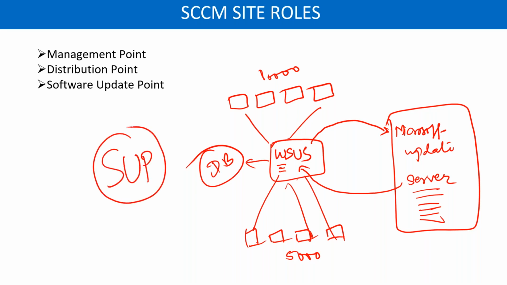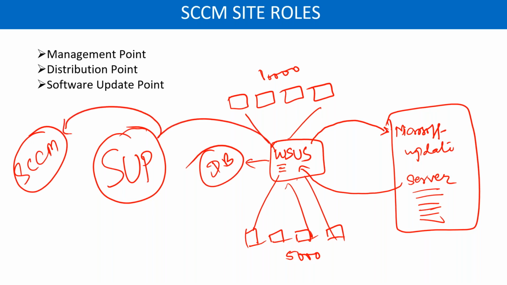Software update point is one of the roles in SCCM which helps you integrate WSUS into SCCM. So basically, whatever information WSUS collects in the database, it is going to pass on to SCCM. So the software update point role is to integrate WSUS into SCCM so that you will now be able to deploy updates to all the computers you have through SCCM. So SCCM will be the deployment tool for updates. WSUS will be working in the backend to scan all the computers and connect to the Microsoft update server. Clear?